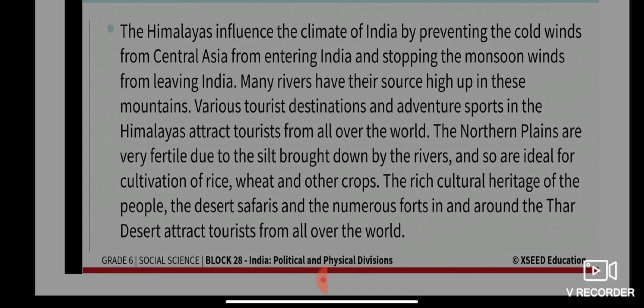Now the northern plains are important because they are very fertile, due to the silt that is brought down by the rivers, and are also ideal for cultivation of rice, wheat, and other crops. The rich cultural heritage of the people, the desert safaris, and the numerous forts in and around the Thar Desert attract tourists from all over the world. So because of that, each one of them is important for India.